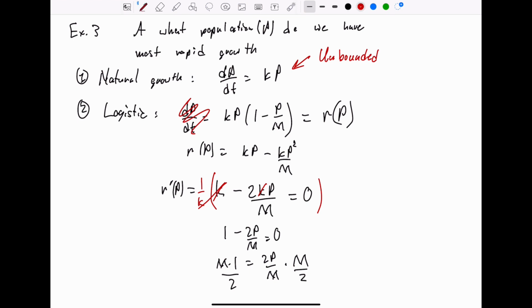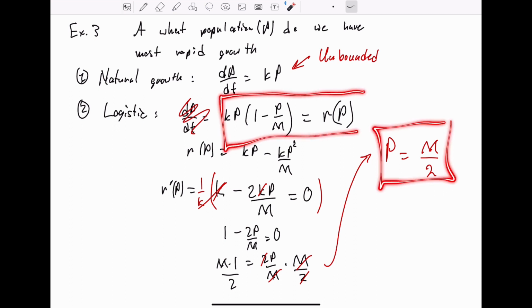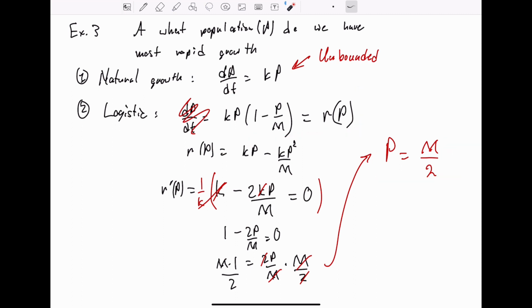So I've solved for p. The 2's cancel, the m's cancel, and I have p equals m over 2. This is a critical number of the rate function for the population. When we find critical numbers, we need to verify that the critical numbers actually give us a maximum or a minimum. So how do I know that I actually have a maximum at this critical number?